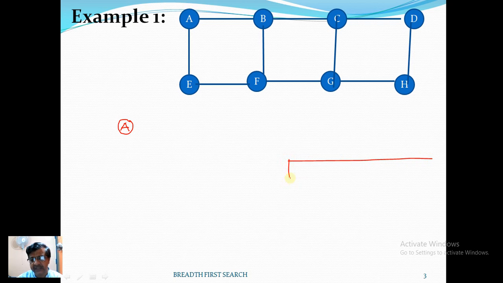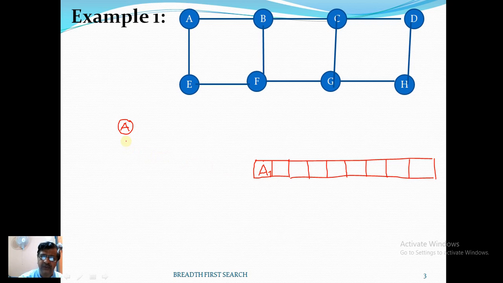The queue length will naturally be equal to the number of vertices present in the graph. So there are 8 vertices over here, and there should be 8 cells in the queue. So A is visited and A is enqueued into this queue. This is the first one to go into the queue.